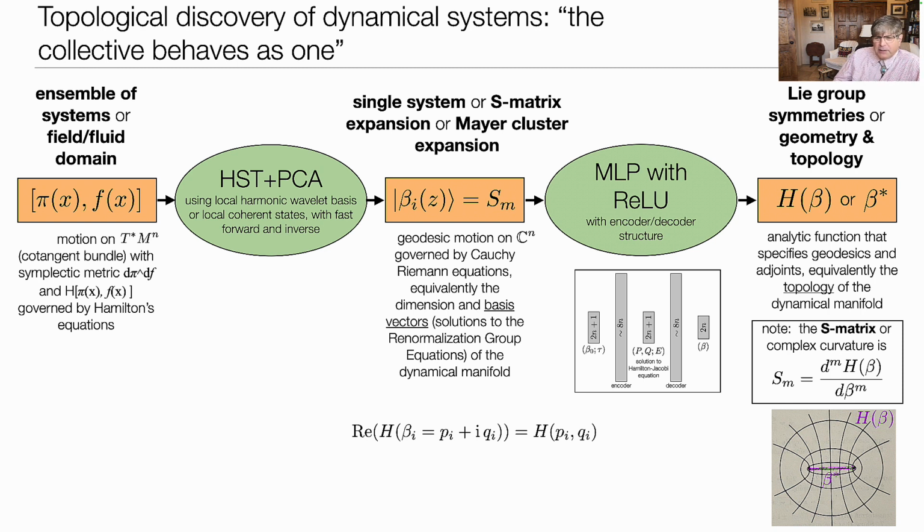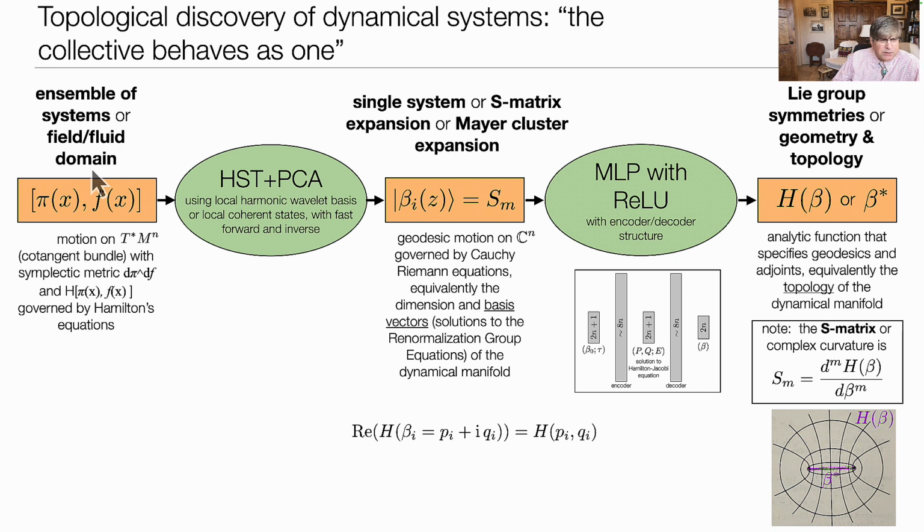And now, what really is at the heart of intelligence, which I'll talk about more in the conclusions of this talk, is topological discovery of the dynamical systems. Or, in other words, the collective behaves as one, and we need to find the topology of how that one behaves, right? The normal pipeline or workflow is to start with an ensemble of systems, or to start with things in the field fluid domain, right?